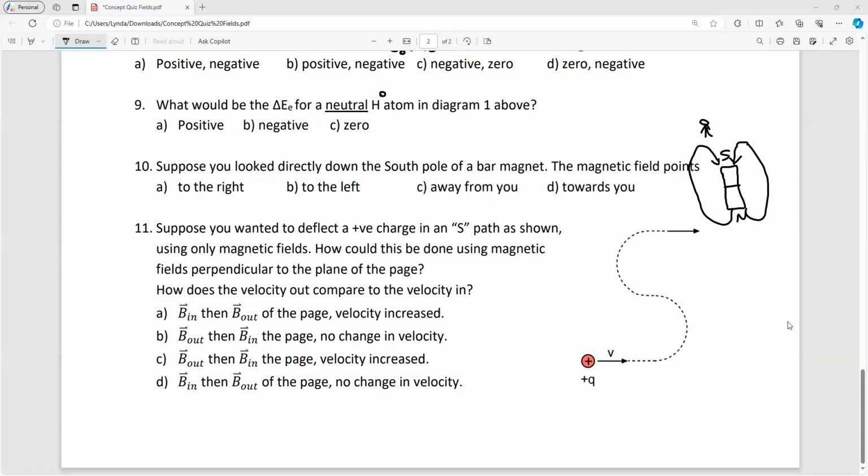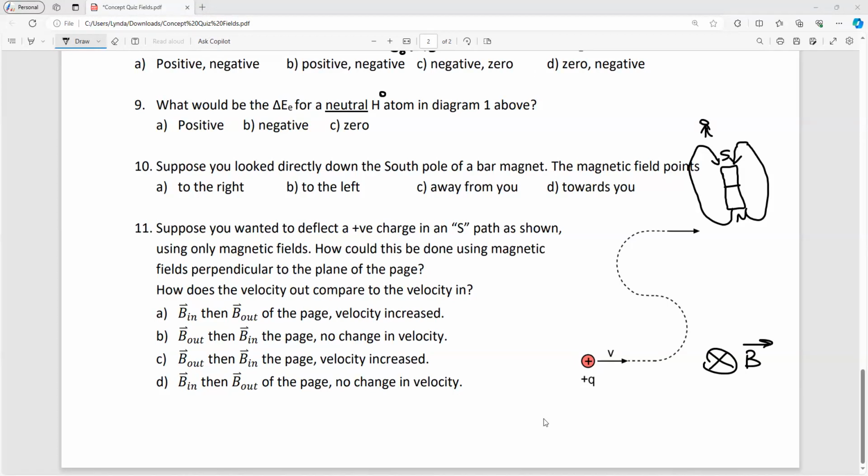Magnetic field perpendicular to the plane of the page. Okay, so B is the magnetic field lines, perpendicular to the plane. So we can show it perpendicular, so it's into the page. So vector B. It doesn't matter if velocity increases or not. And they don't say that it's answer B. Okay, so try to think another way.